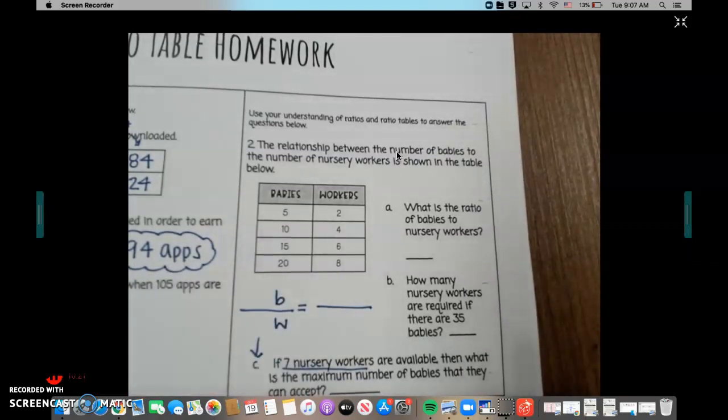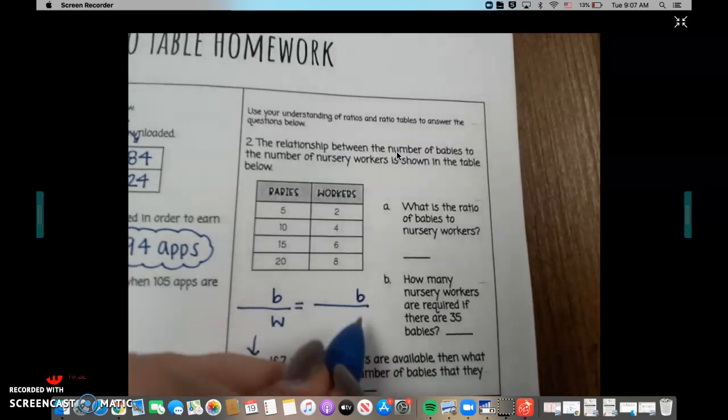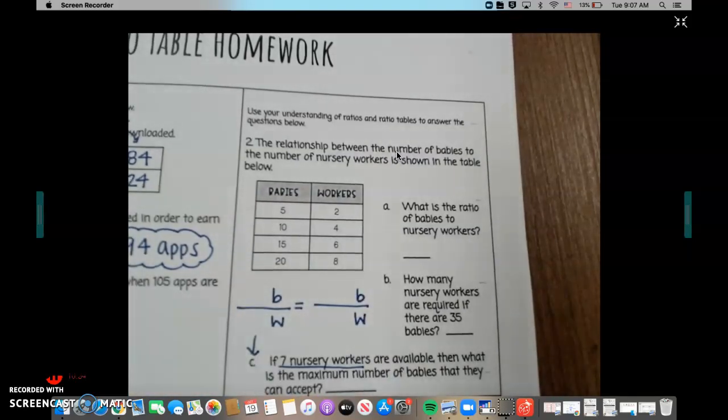I love that. B for babies, W for workers. And if I've got B for babies on the top on the left side, where is it going on the right side? The top. Make sure they match there.